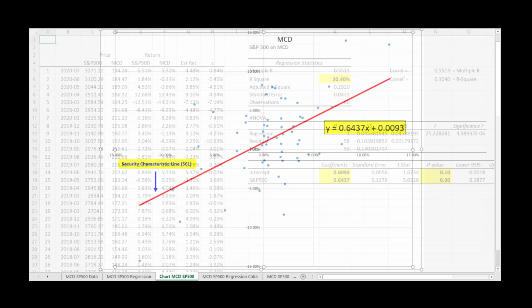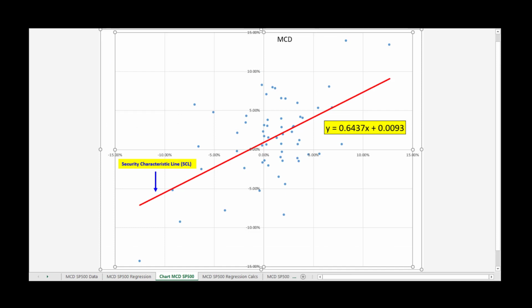And here I have a chart. What I've done is I've graphed each of these 60 dots, and I've created my line, and all of the error terms, which aren't displayed here, would be lines between the dot and the line. This is the best line. This line is best because there's no other line I could draw that would have a shorter distance between each of the dots and the line. Note that the line has a slope of 0.6437, and it has an intercept of about 1% on a monthly basis.